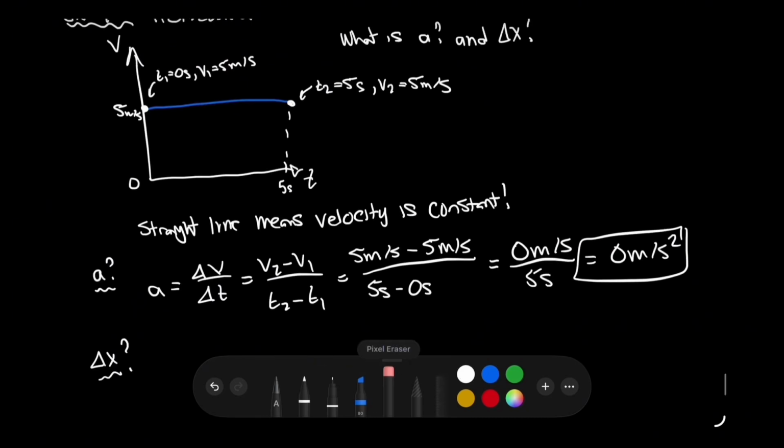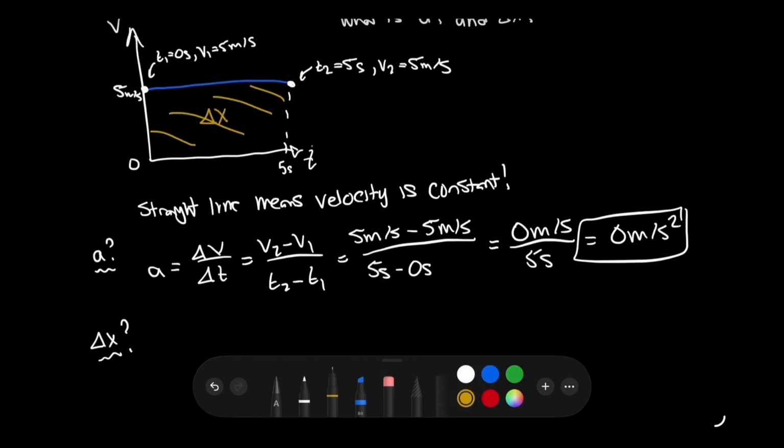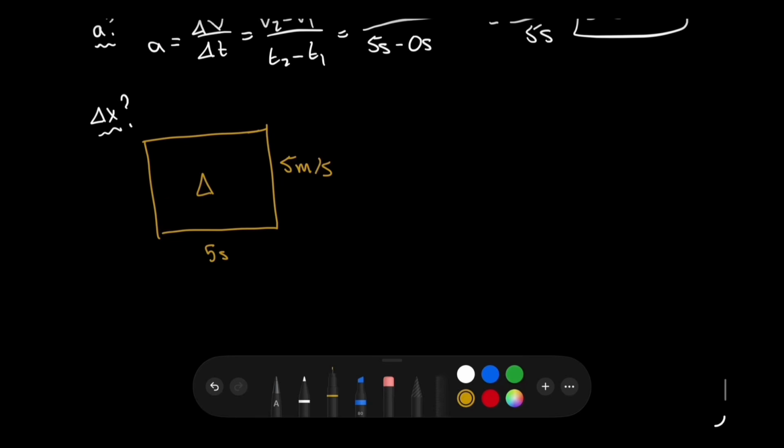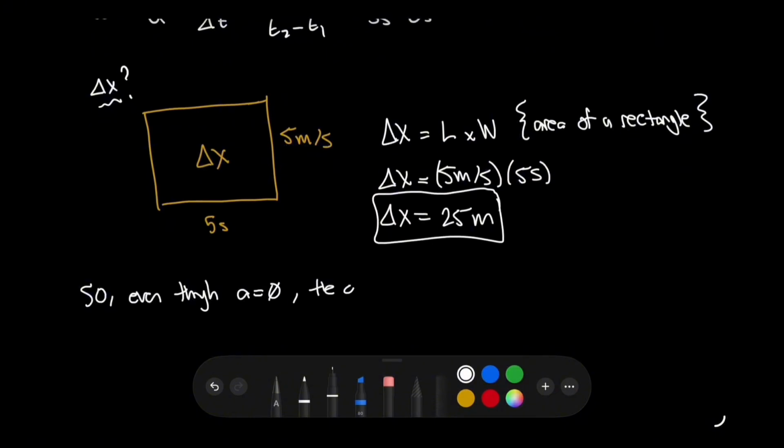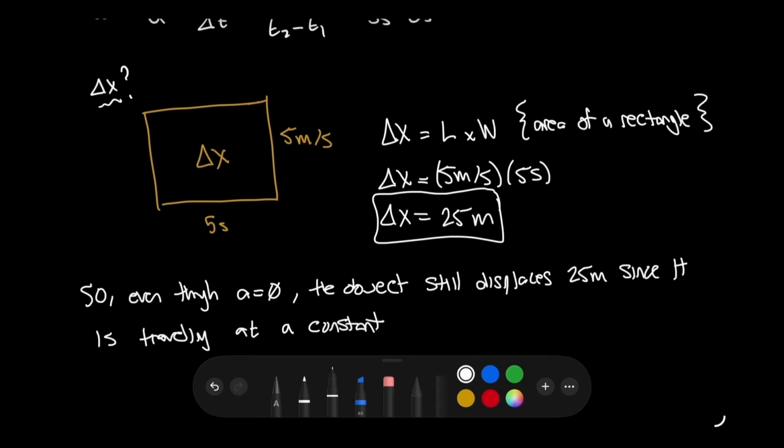As we said before, the displacement is equal to the area under the curve. We can identify that the side length is equal to 5 meters per second, and then the width here is equal to 5 seconds. So this is going to be our area here, which is equal to our displacement. So if we just apply the area, we found that the displacement is equal to 25 meters. So even though acceleration is equal to 0, the object is still displacing 25 meters since it's traveling at a constant velocity. So that's what happens when the velocity is a straight line.